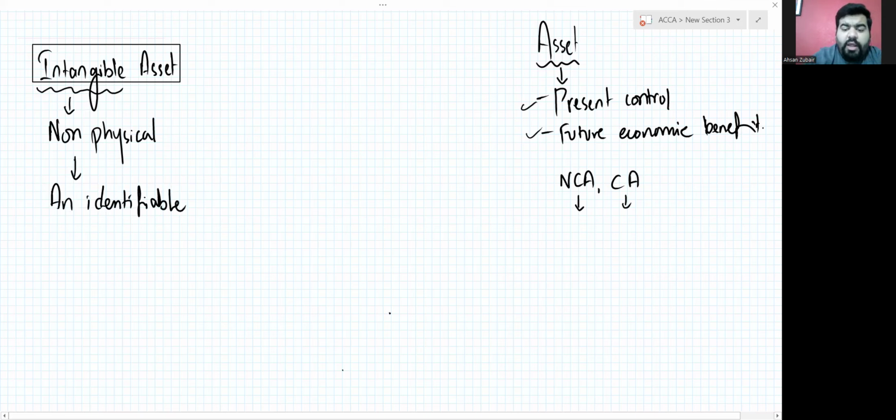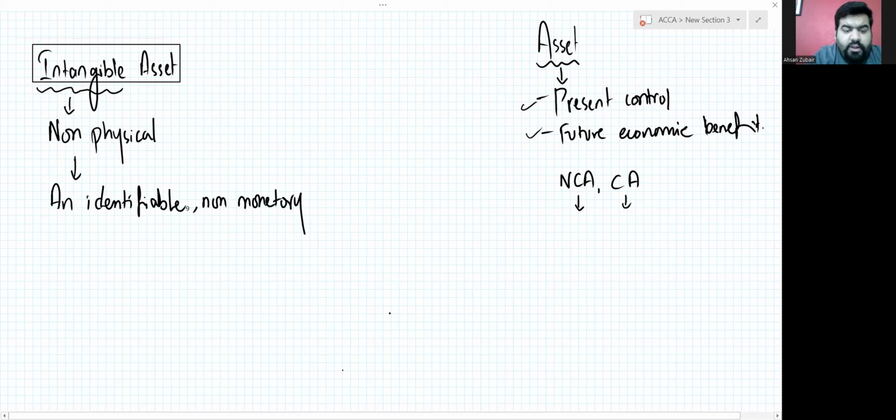Okay. So identifiable means, obviously, if it doesn't have physical existence, then how can we identify? Identifiable doesn't mean that you can see. You can feel, yeah, the thing that is intangibility. And identifiable, non-monetary. I will discuss this non-monetary point as well.